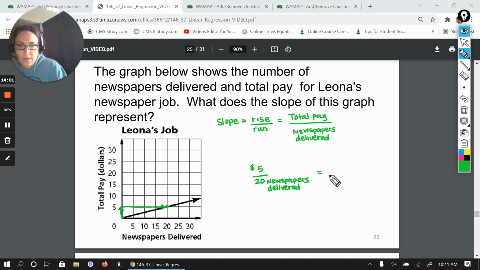Now I could simplify this by dividing the numerator and the denominator by 5, and that would give me 1 over 4. So in other words, she gets $1 for every 4 newspapers delivered. And we could take that a step further and divide the numerator and the denominator by 4, and we would get 0.25 over 1, which means she gets a quarter for every newspaper delivered.